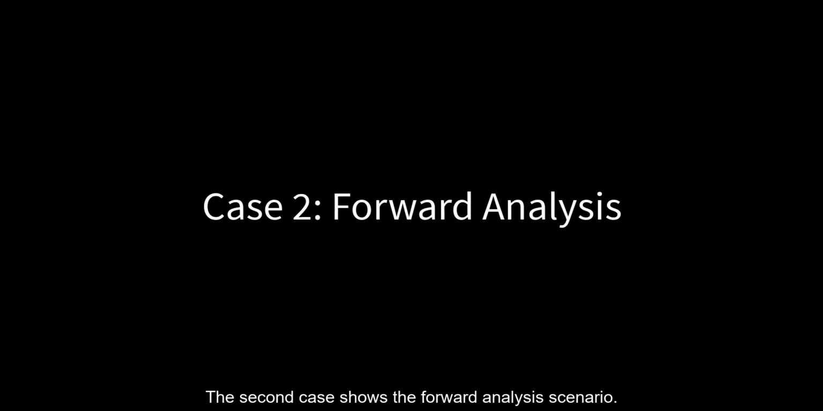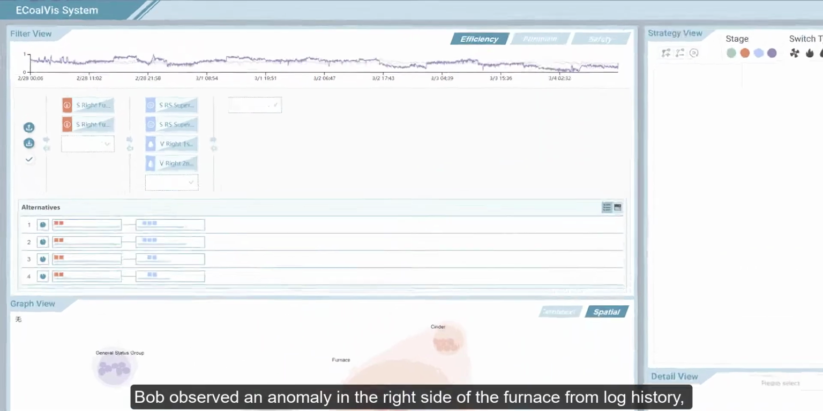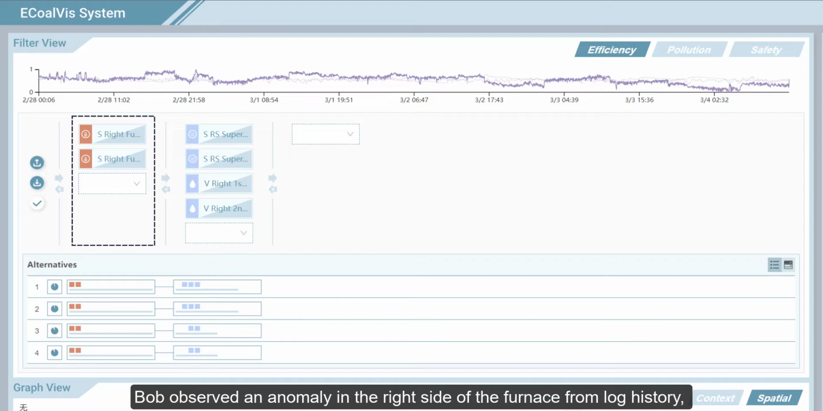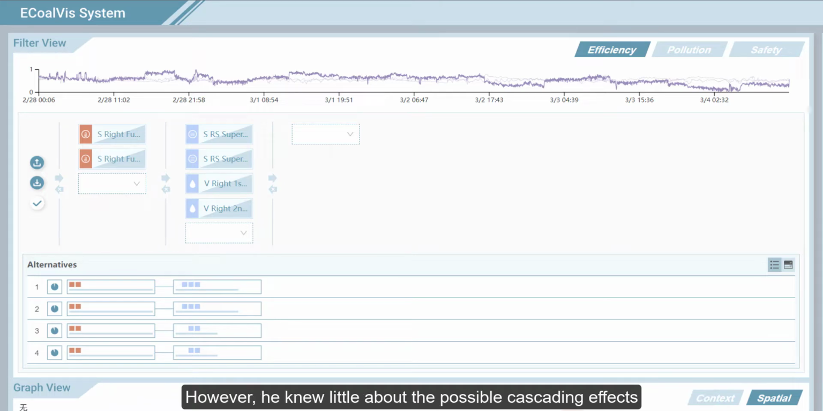The second case shows the forward analysis scenario. Bob observed an anomaly in the right side of the furnace from log history, which was called unbalanced burning. According to his domain knowledge, he should adjust the water valve on the same side to reduce the harmful effect. However, he knew little about the possible cascading effects and how long it took to affect the efficiency.